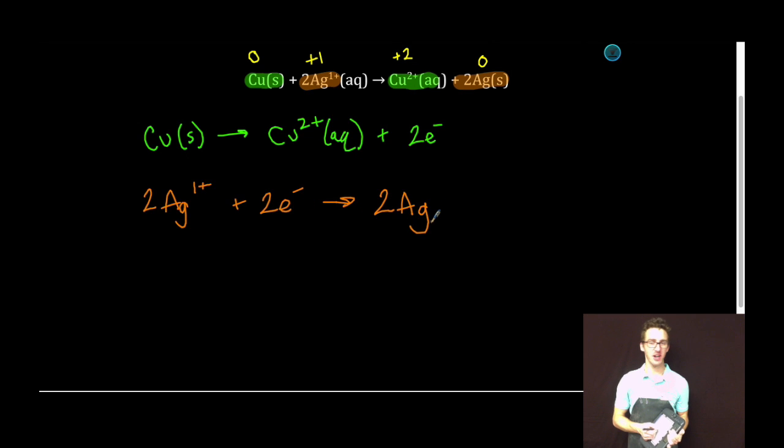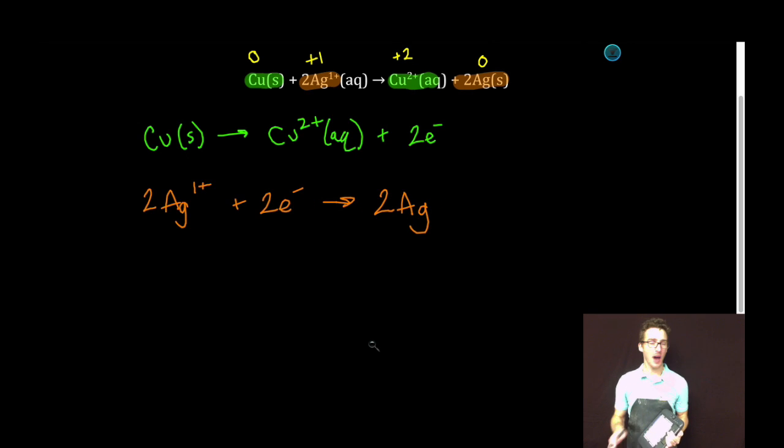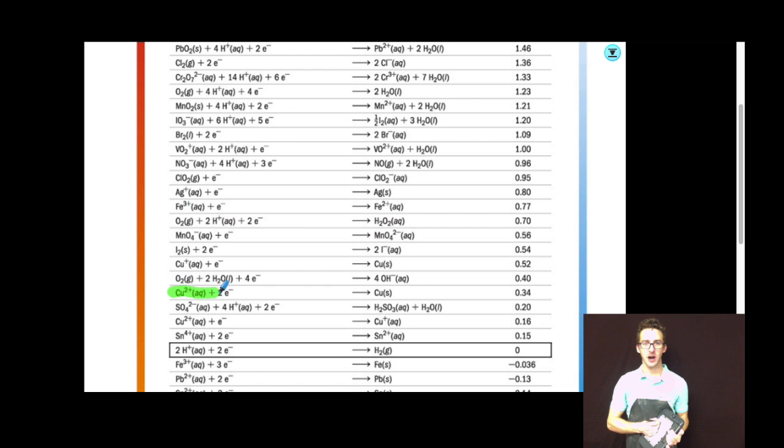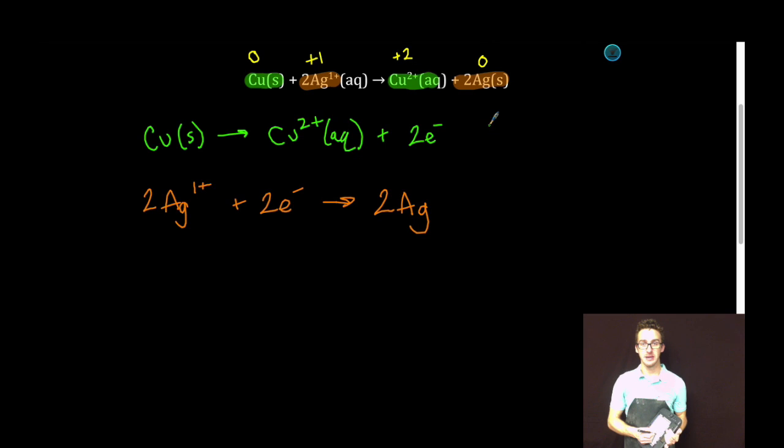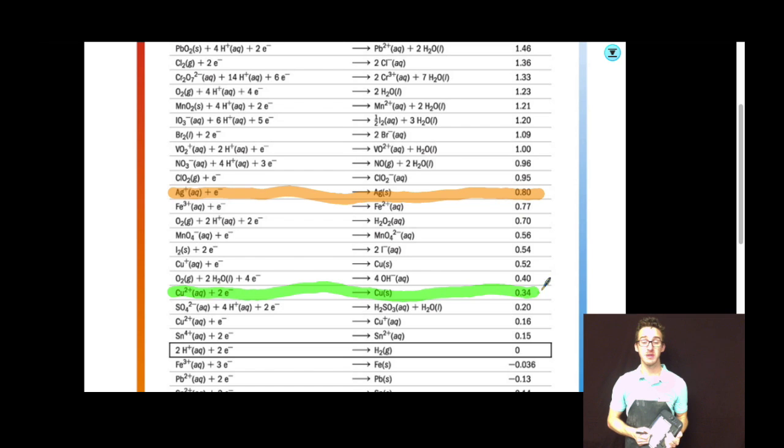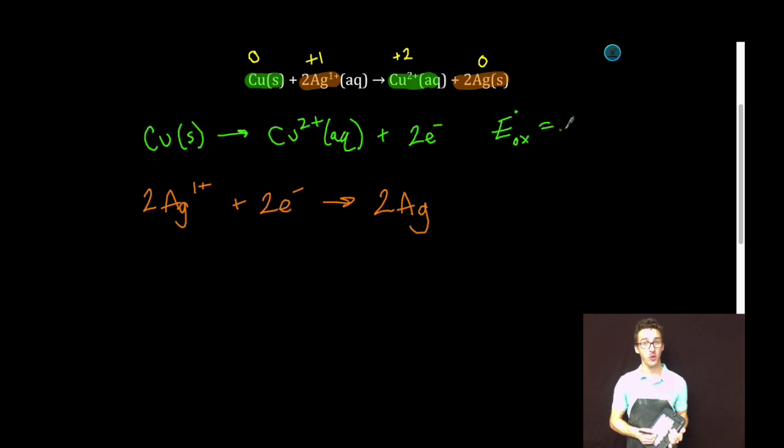Boom. Reduction half reaction. Anytime you're not provided reduction potentials, just go to your friendly reduction potential chart. Find me some copper 2, find me some silver. Now, recall that as written, our copper is undergoing oxidation. So its oxidation potential is going to be the same numerically, but opposite in sign as what we find on the reduction potential chart. Therefore, oxidation potential negative 0.34 volts.